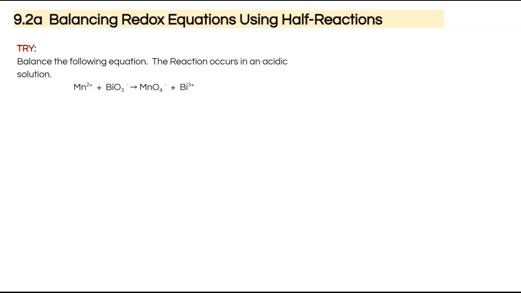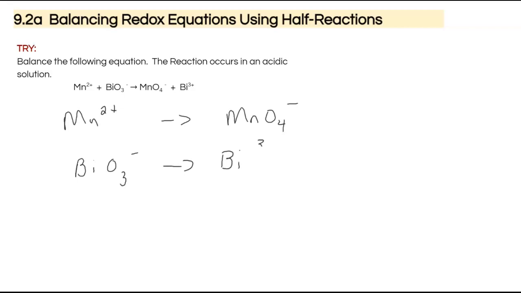Okay, so the first thing I'm going to do is just separate out these half reactions. I'm going to write Mn2+ reacts to make MnO4-. And then I'm going to write BiO3- reacts to make Bi3+. You're going to remember that there are quite a number of steps to do here. The first thing I always like to do is peruse and see, are there any elements besides oxygen and hydrogen that need balancing? And it doesn't seem to be the case. So I'm going to leave that one alone and move on.